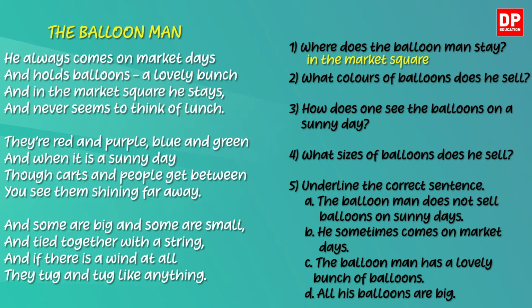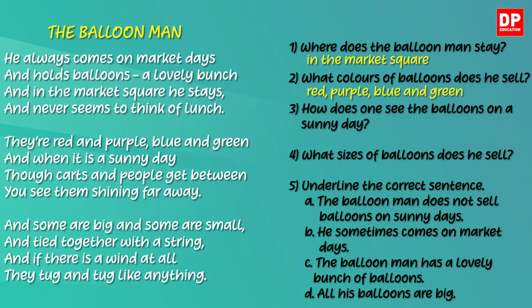What is the second question? What colors of balloons does he sell? The answer is in the first line in the second stanza. They are red and purple, blue and green. So you have to write down the colors red, purple, blue and green as your answer.